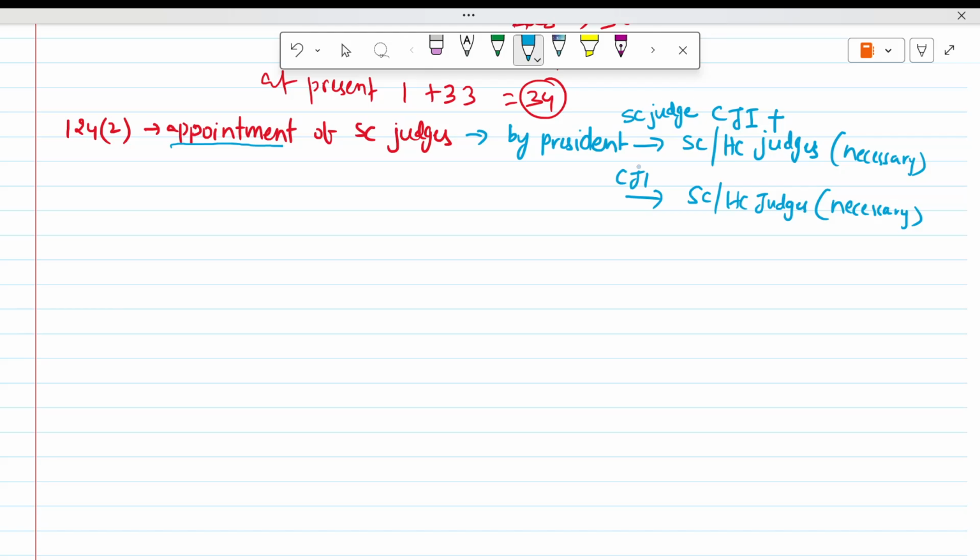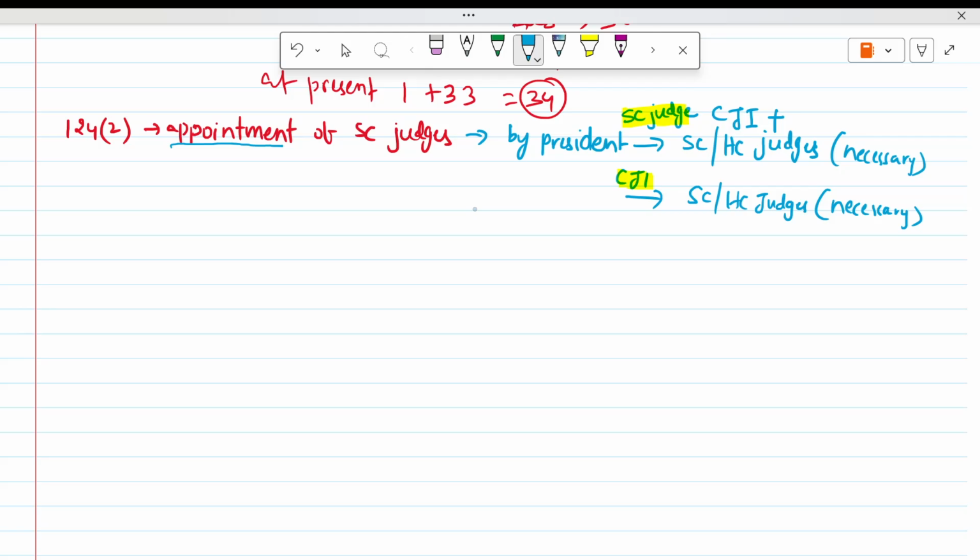So listen carefully. When the President will appoint Supreme Court judges, he will consult the CJI plus Supreme Court and High Court judges as he feels necessary. So CJI consultation is mandatory. And when the President is appointing the CJI, he will consult Supreme Court and High Court judges as necessary. This is what the Constitution gives.